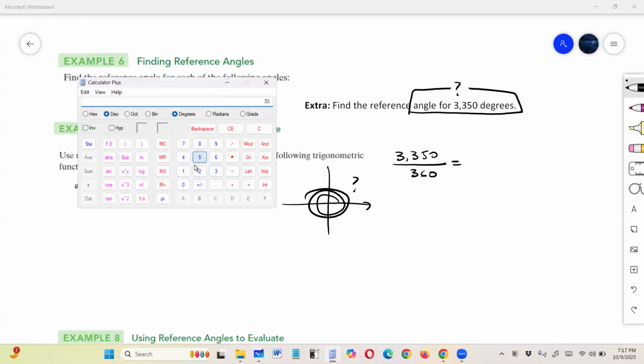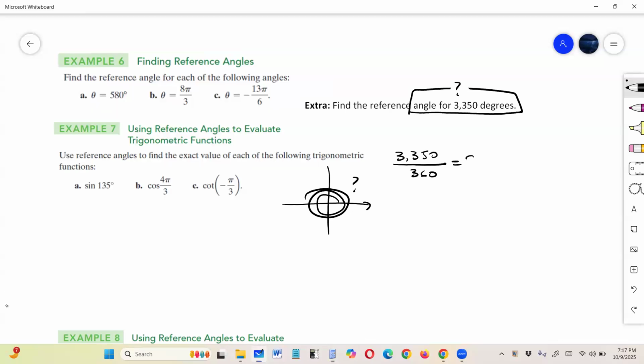So 3,350 divided by 360 degrees, because 360 degrees is one full revolution. So I have 9. So this is 9 full revolutions plus something extra. I'm interested in the extra.